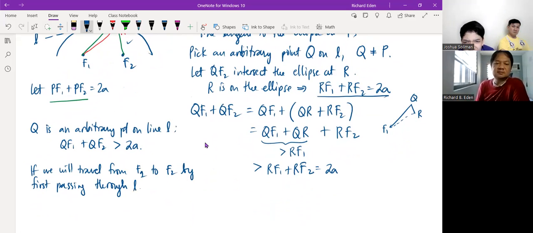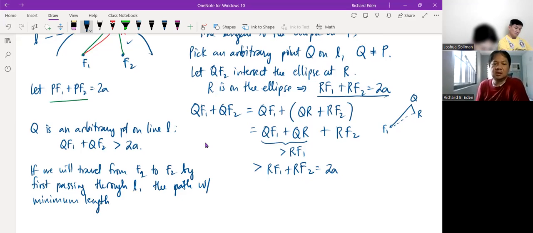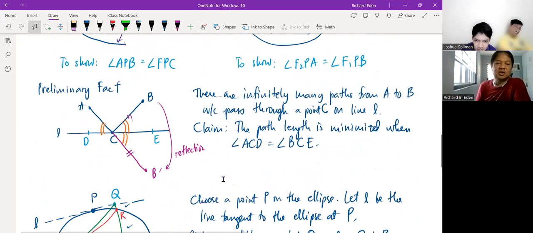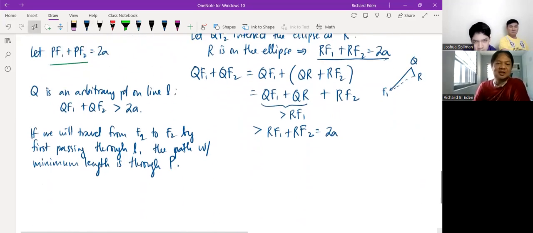All right. The minimum, okay. The path with minimum length is through P. And so therefore, using the preliminary fact, if C is the point on the line where the length of the path is going to be minimized, then you should get those two congruent angles. So that's why.